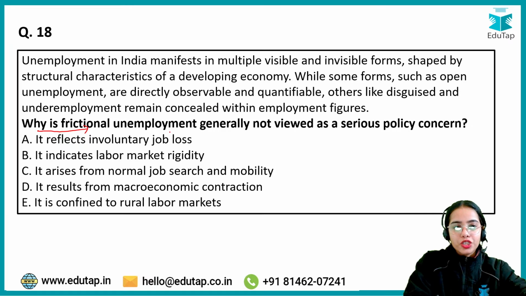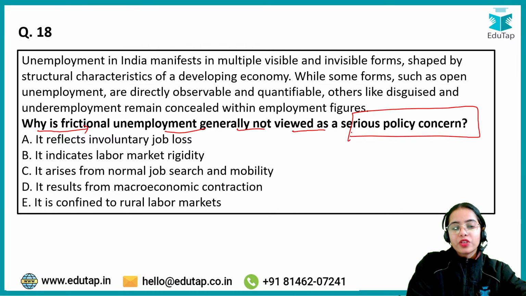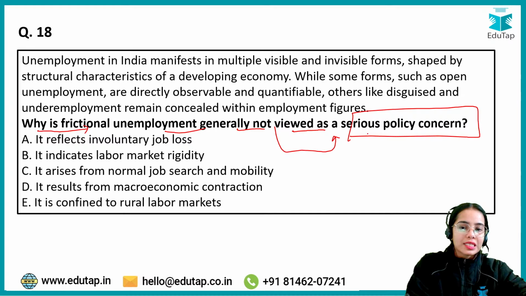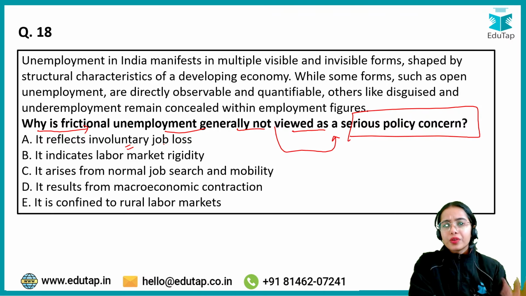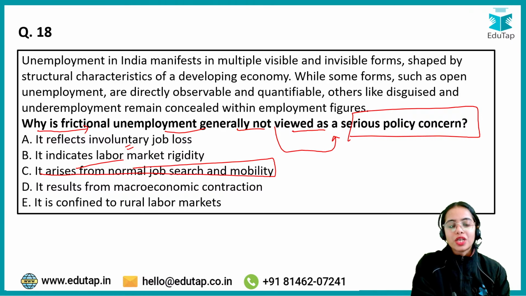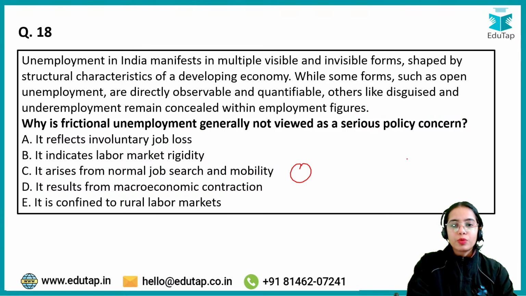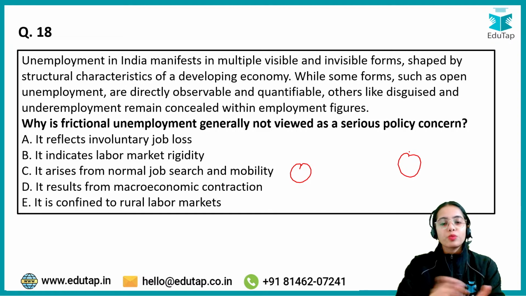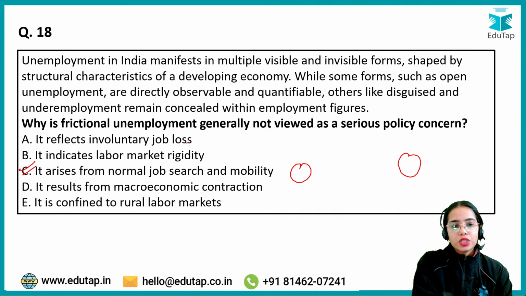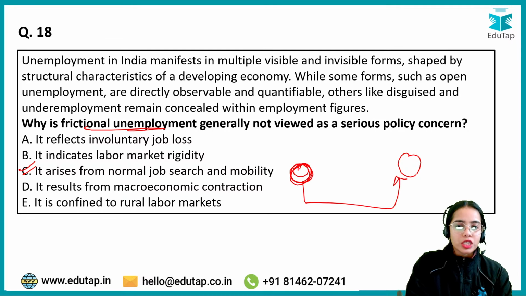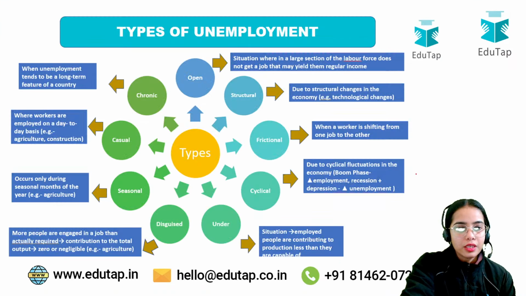Why is frictional unemployment generally not viewed as a serious policy concern? It reflects involuntary job loss? Involuntarily, you have lost the job, you have been fired? No. It indicates labor market rigidity? No. It arises from normal job search and mobility. So you are just moving from one job to another. You have willingly left your job to search for another better opportunity. So C is the answer. Frictional unemployment is when a person has left their job to search for another job. So C is the answer here.